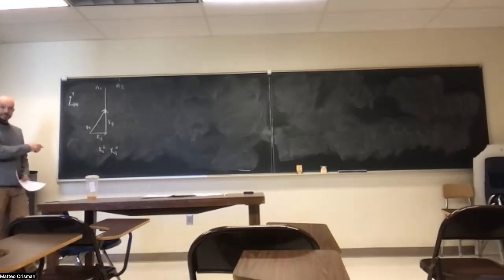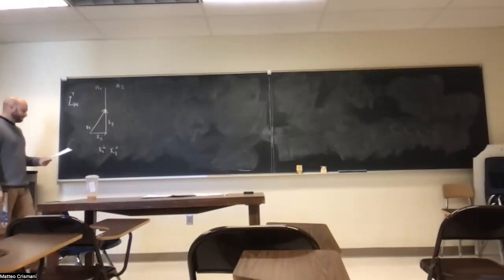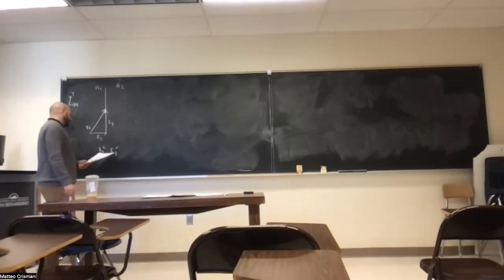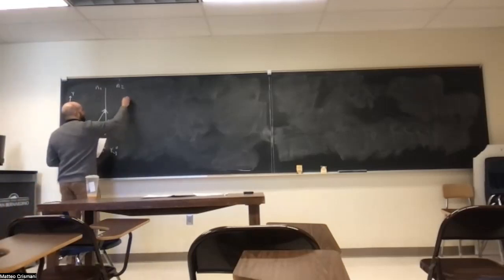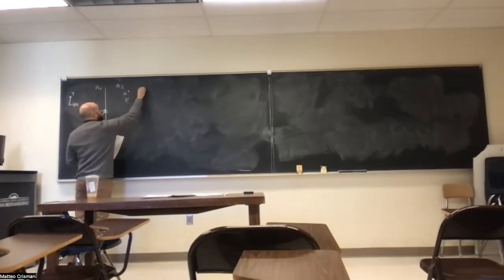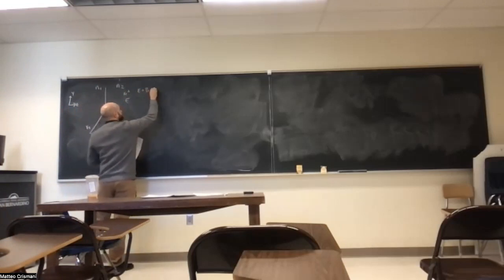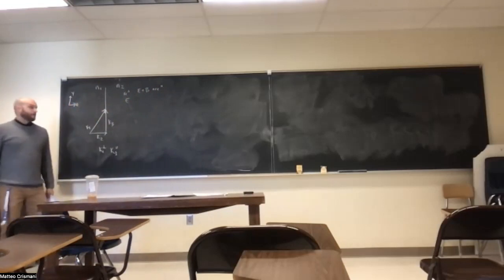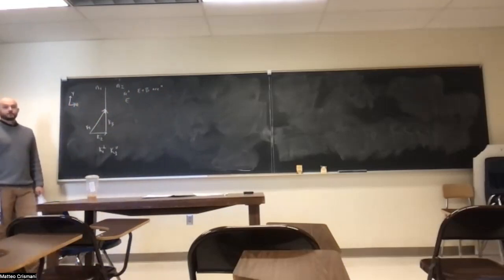Does this make sense or no? Okay, so let's think about our boundary conditions here. If K2 is incident to the surface, then E for K2 looks like this. Correct or incorrect? Considering just the K2 component.